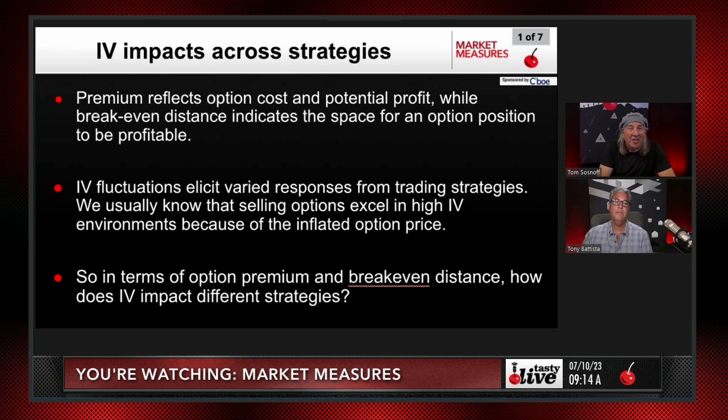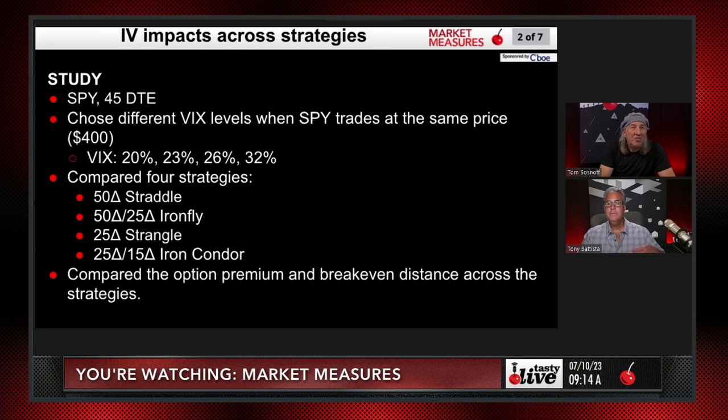Let's take a look at the next slide. So we did a study: 45 days to expiration. We chose different VIX levels when the SPY all trade at the same price. The SPY at 400, VIX at 20, 23, 26, and 32. We compared straddles, iron flies, strangles, and iron condors. Remember, an iron fly is a straddle with wings, and an iron condor is a strangle with wings. We compared the option premium and the break-even distance across various strategies.